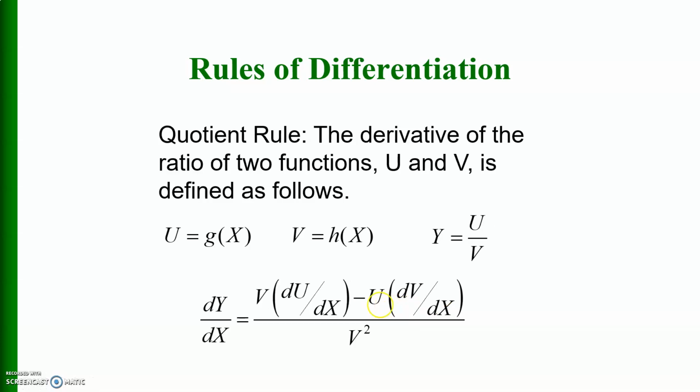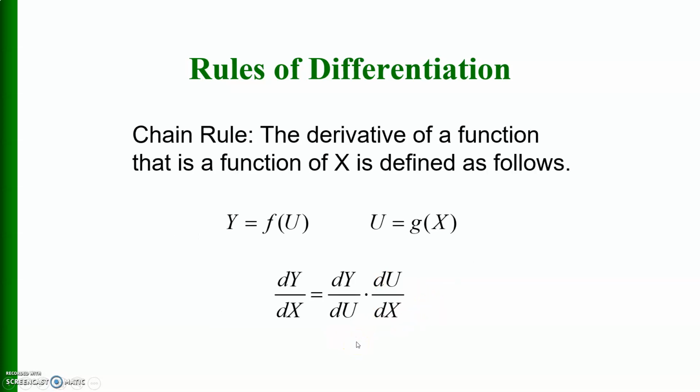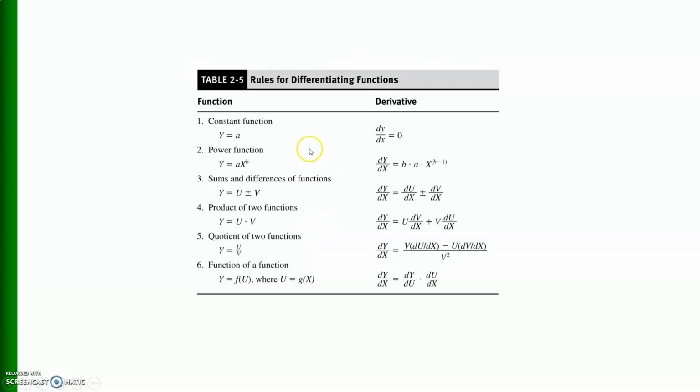Quotient rule. If we have some function y and that is a quotient of two functions u divided by v, then dy over dx is equal to v du over dx minus u times dv over dx, whole divided by v square. Chain rule. If y is a function of u, where u is a function of x, then dy over dx is equal to dy over du times du over dx. This is known as the chain rule of differentiation. Here are some types of functions and then their derivatives. So it's a kind of review for you.